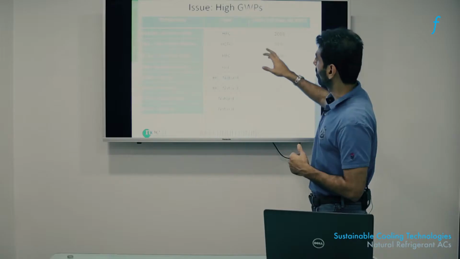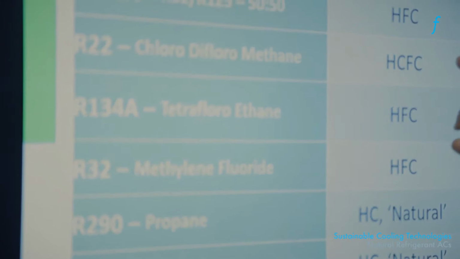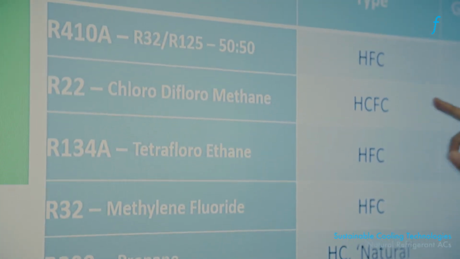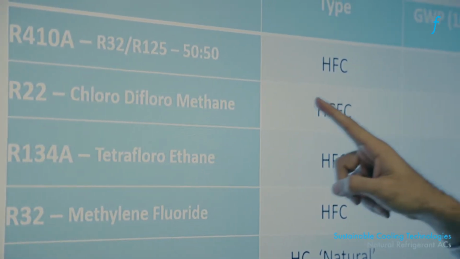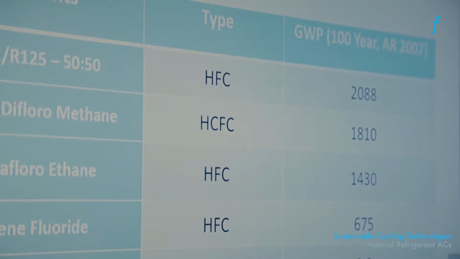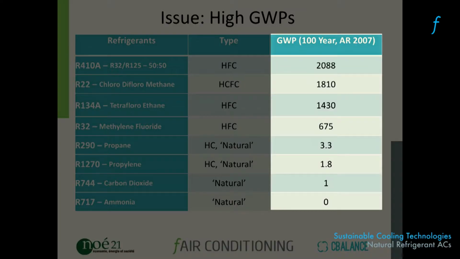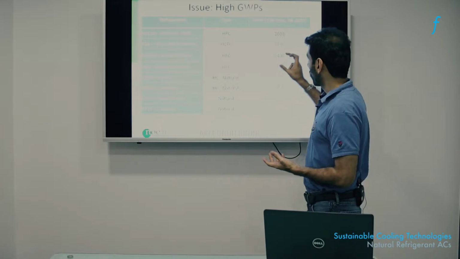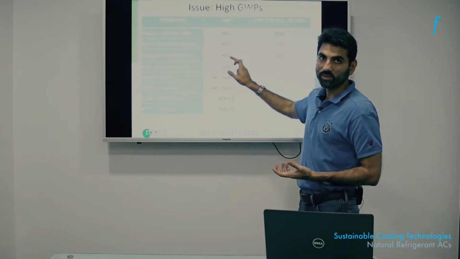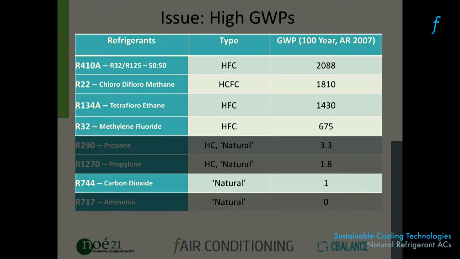For instance, the most commonly used refrigerant in India right now, for air conditioners at least, is R22, refrigerant 22. It's a hydrochlorofluorocarbon, chlorodifluoromethane. Now, one molecule of that gas, when it leaks out into the atmosphere, has 1,810 times the impact of one molecule of carbon dioxide leaking into the atmosphere. Therefore, these are called super greenhouse gases, not just regular greenhouse gases.